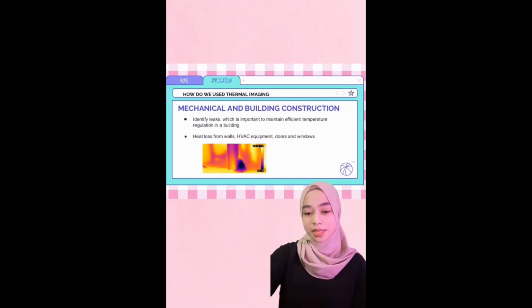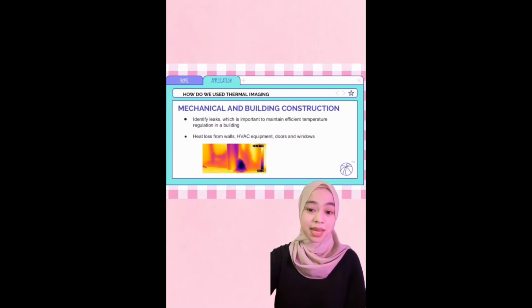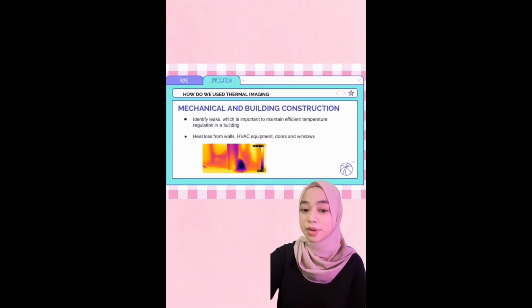Next, thermal imaging is also applied in mechanical and building construction. Mechanical and building construction technicians who work with thermal insulation use imaging to quickly identify leaks, which is important to maintain efficient temperature regulation in a building. At a glance, they can analyze a building structure and spot faults. Heat loss from walls, HVAC equipment, doors and windows are common thermal performance issues that are easily picked up by a thermal imager.